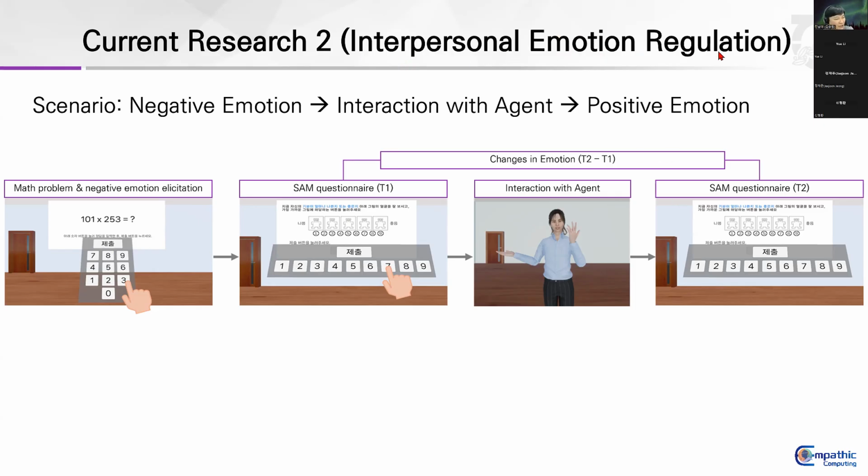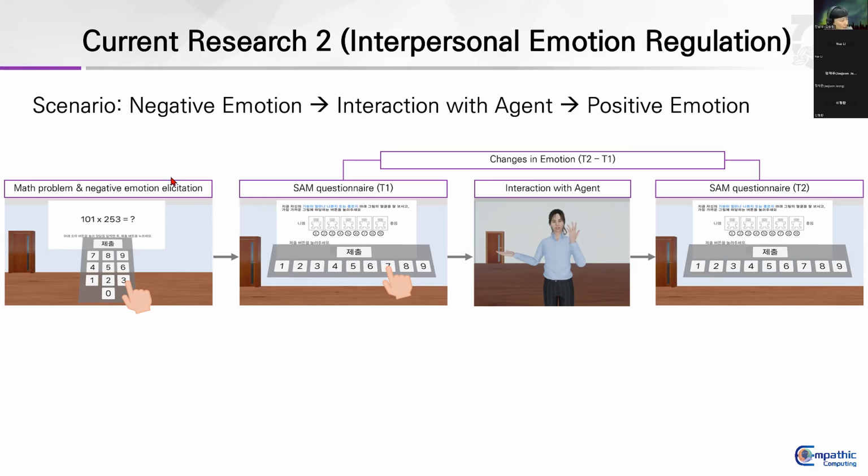Interpersonal emotion regulation means other people can provide some sense or some cue to regulate your emotion. In this study, the AI avatar or agent provides some verbal expression to the participant, to have positive emotion when they solve the task.